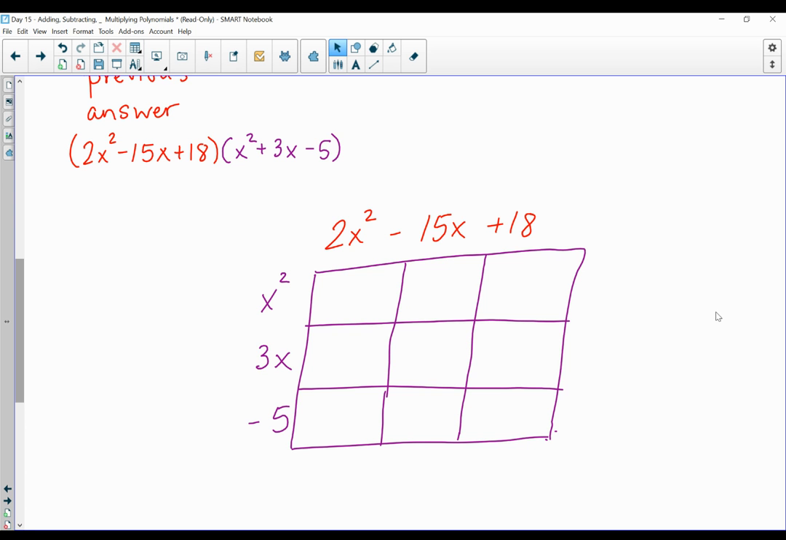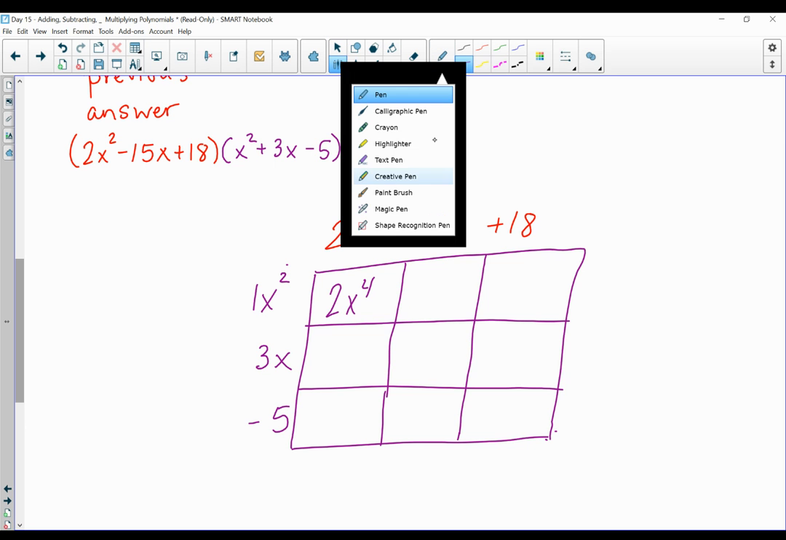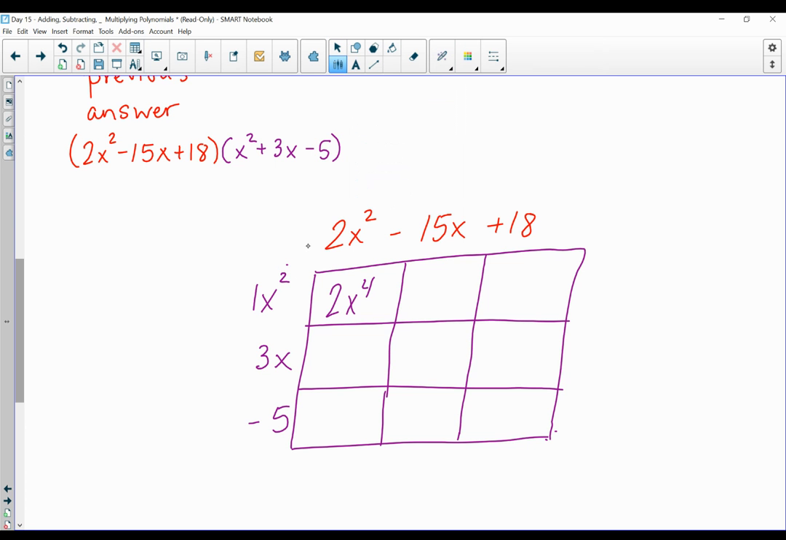So let's multiply this. X squared times 2x squared is going to give me 2x to the 4th. How did I get 2x to the 4th? Well, there's a 1 coefficient here, so 1 times 2 gives me 2. And when we multiply the variables, we have to add their exponents. So 2 plus 2 equals 4. That is where I'm getting 2x to the 4th power from.